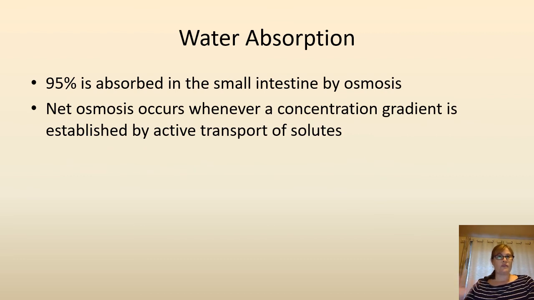All right, now as far as water absorption, 95% that's absorbed in the small intestine is absorbed by osmosis. So remember, water wants to go from where there's a lot to where there's less. And so there's a lot more water in the intestines than in the bloodstream. And so the water wants to go into the bloodstream. It's a natural process. Net osmosis occurs whenever a concentration gradient is established by an active transport of solutes. Again, don't worry about that. Higher concentration to lower concentration.